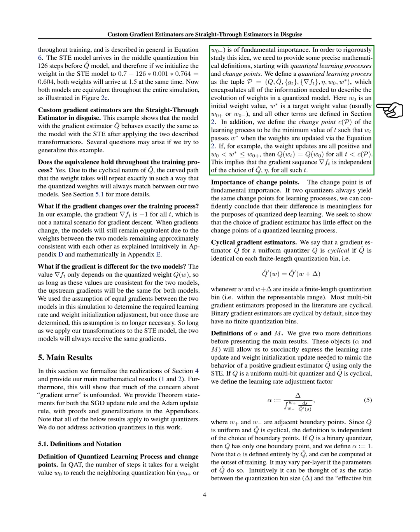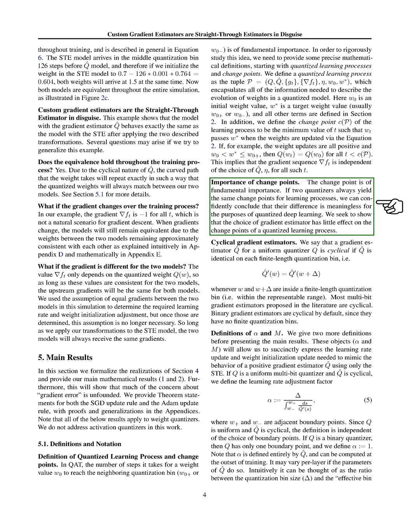The change point C(P) of the learning process is defined as the smallest value of t at which w_t surpasses w_*, based on the weight updates via a specific equation. The change point plays a significant role as it indicates the point at which the weights transition. If two quantizers consistently yield the same change points for learning processes, then their difference is deemed insignificant for quantized deep learning purposes. We aim to demonstrate that the choice of gradient estimator has minimal impact on the change points of a quantized learning process.